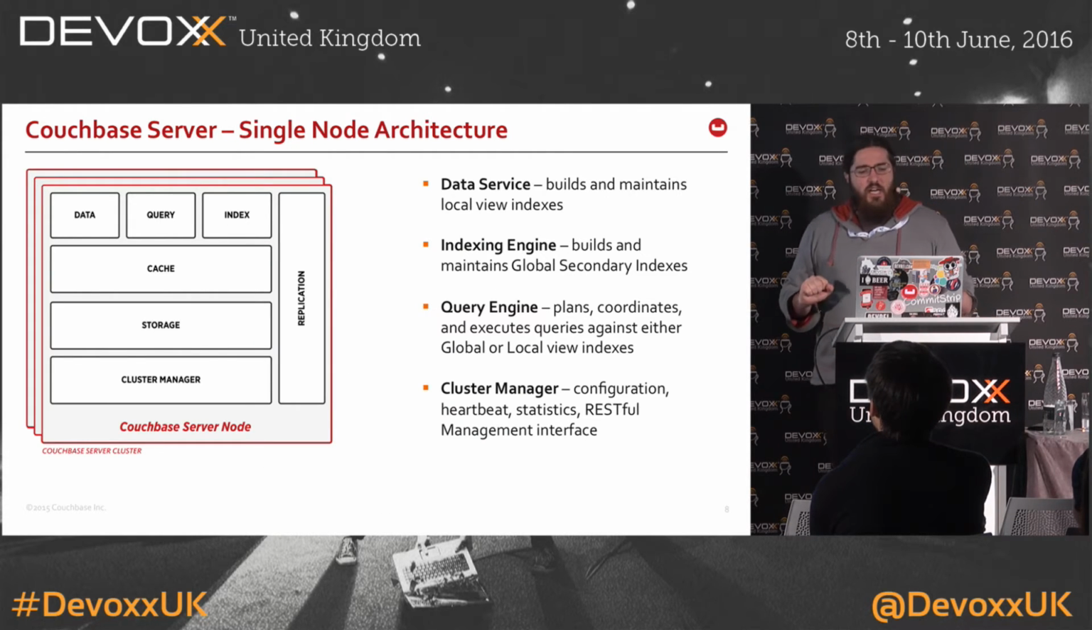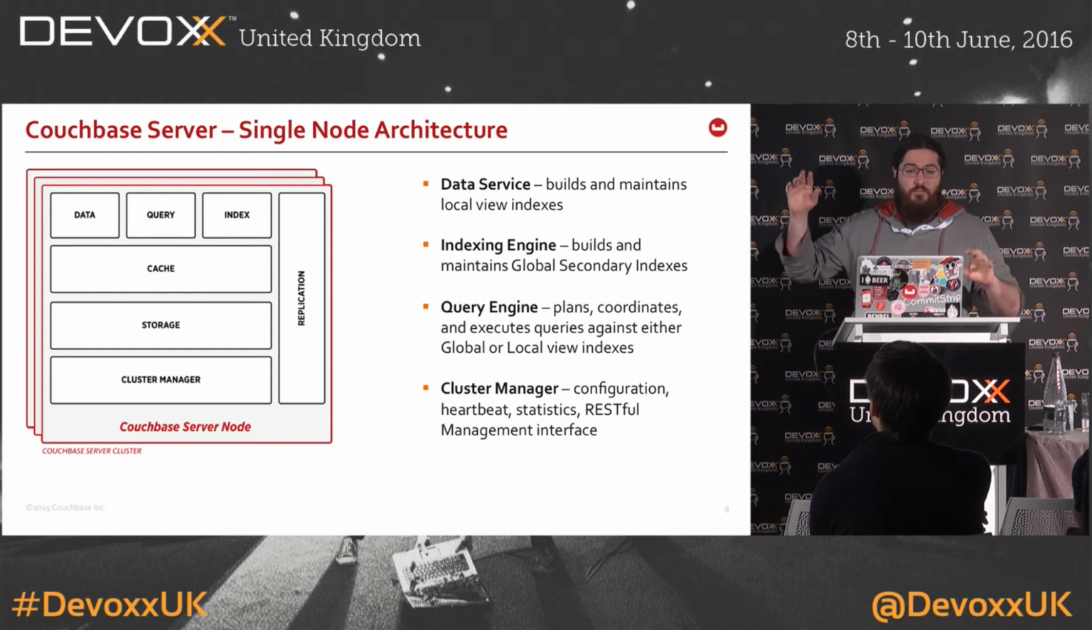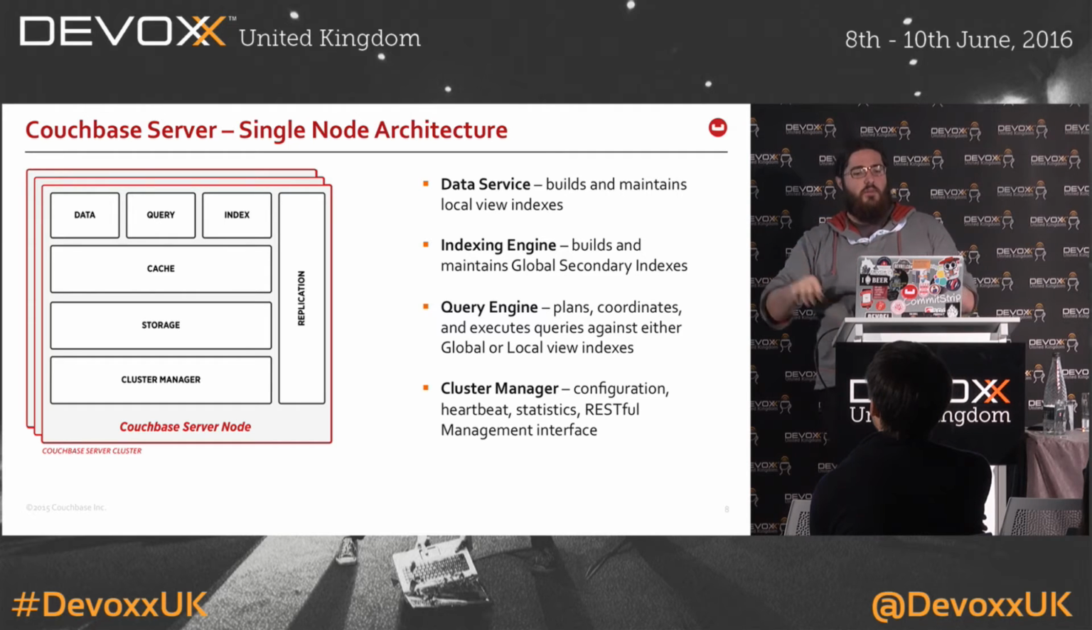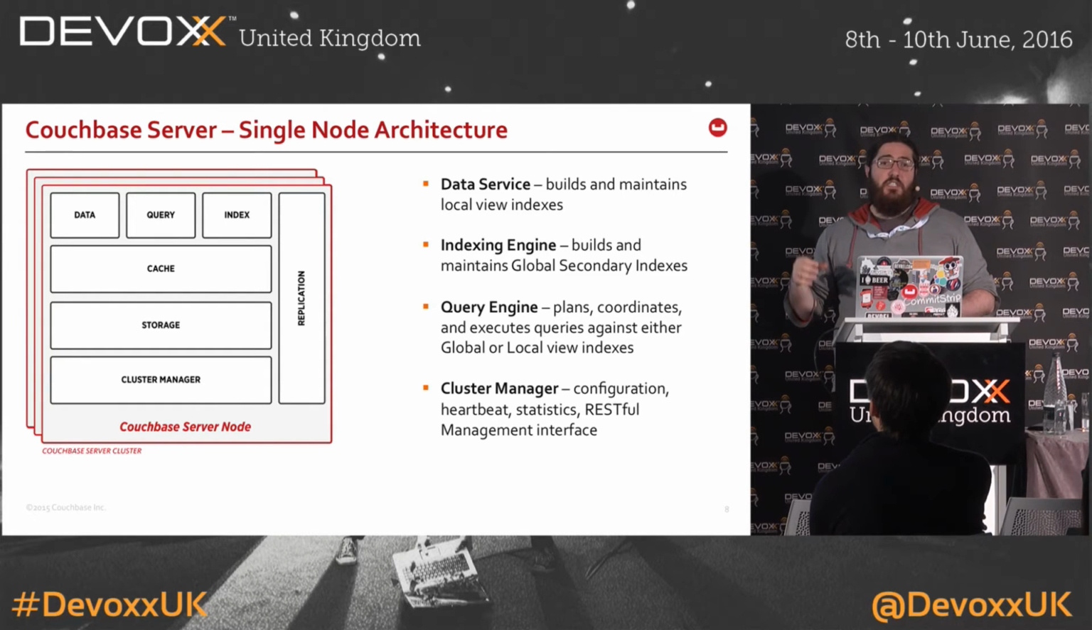Quick word about the architecture of Couchbase. You see a cluster of Couchbase Server nodes, and you see a couple of services running around. Data, query, and index services are the ones you will use the most as a developer. The data service is basically where you write stuff. The query service is how you query stuff, and the index service. You see what I mean?